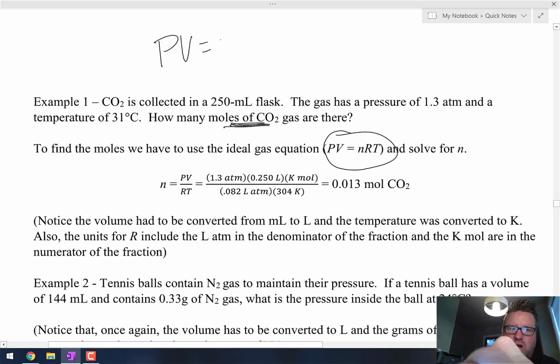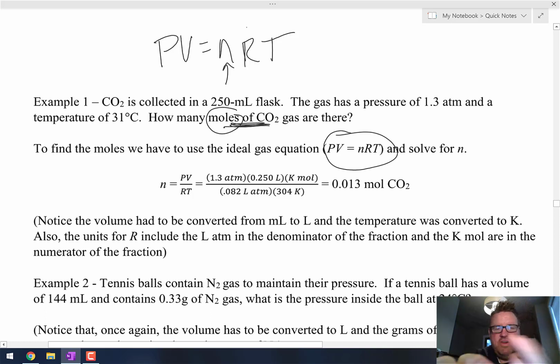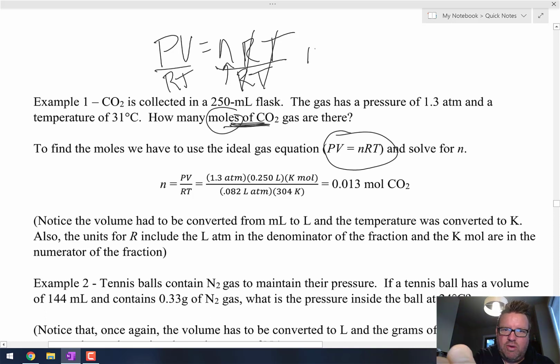So the first thing you're always going to do is start with PV equals nRT, and then you're going to solve for whatever they're asking you for. In this case, they want moles, which is this one. So I need to get N by itself. And to do that, and this is what you're going to do every time, everything else that's on the same side with N, we're going to divide. Just like basic algebra, N is equal to PV over RT.